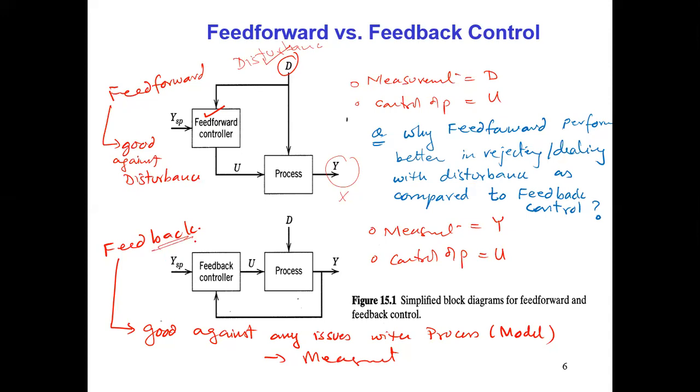In feedback control, we will have no idea about the disturbance from the controller perspective, or rather we will have a feedback from the output. But there are some issues, so against those issues I put a question here. In feed forward control, the measurement we have is the disturbance, and the uncontrolled signal is U. In feedback, the measurement is y and the control signal is u. So this is a question here: why will the feed forward perform better in rejecting or dealing with the disturbance as compared to the feedback control?